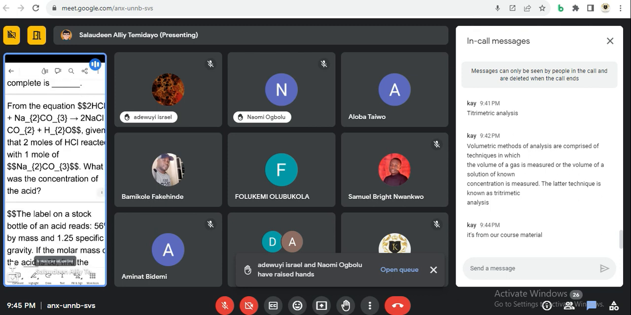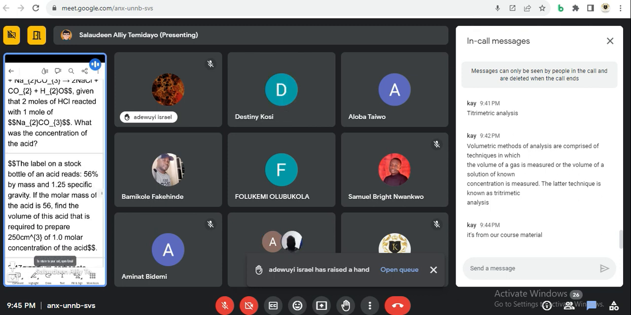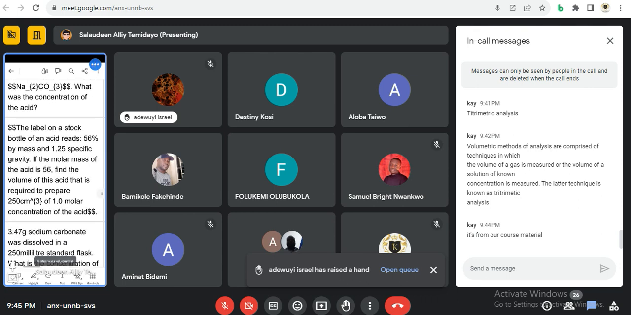The next question is the label on a stock bottle. I've received questions like this several times. If you don't pass, solve this thing for me, solve this thing for me. Like the label on a stock bottle of an acid. The label on a stock bottle of an acid reads 56% by mass and 1.25 specific gravity. If the molar mass of the acid is 56, find the volume of this acid that is required to prepare this. So that means you are going to find the concentration of the acid first.